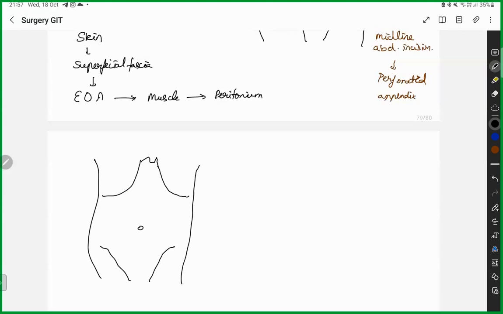So how are you going to put the ports? Remember, you put an incision, and you are going to put 3 important ports. One is going to be here, a 12 millimeter port. One you put here, a 5 millimeter port. And here you have one more, also a 5 millimeter port. So these are the 3 important ports used in laparoscopic appendicectomy.